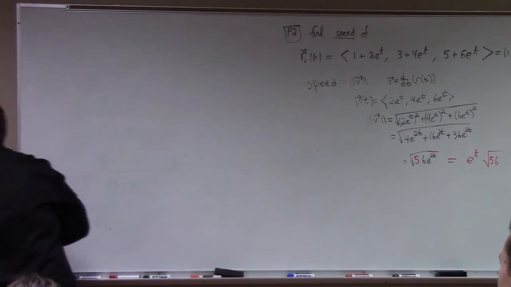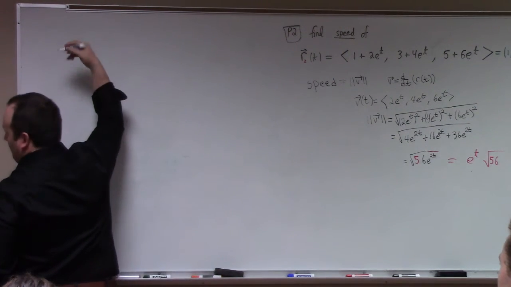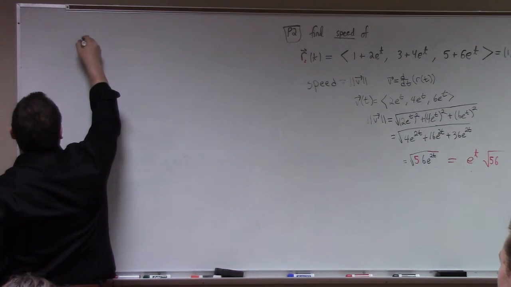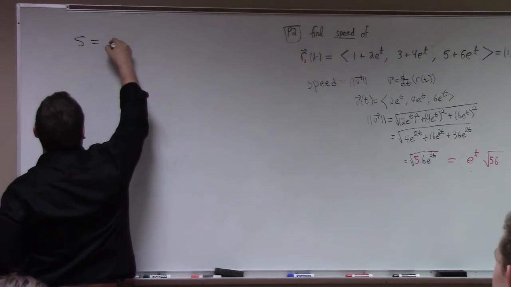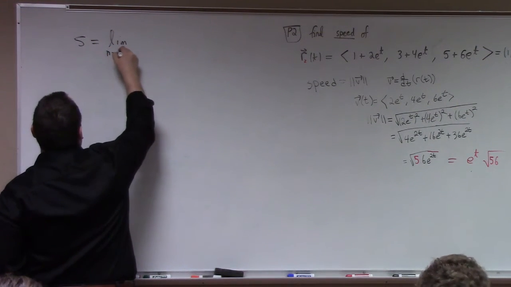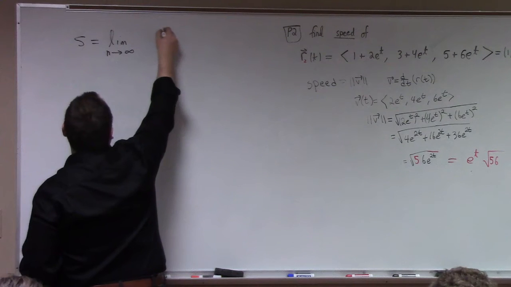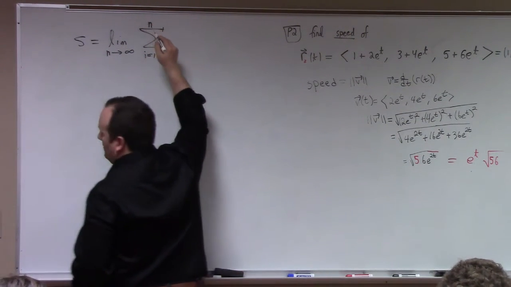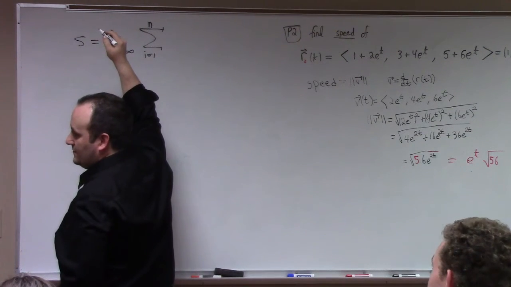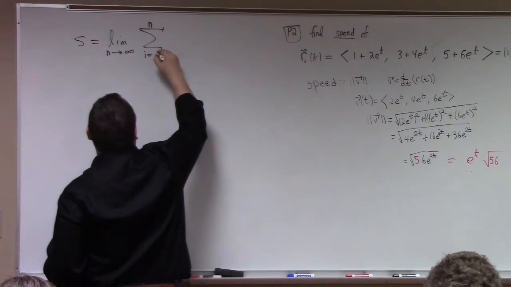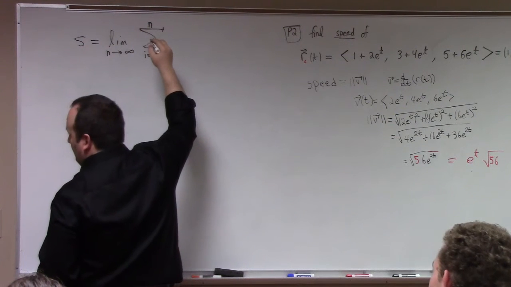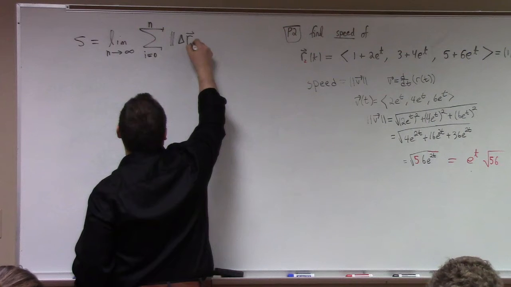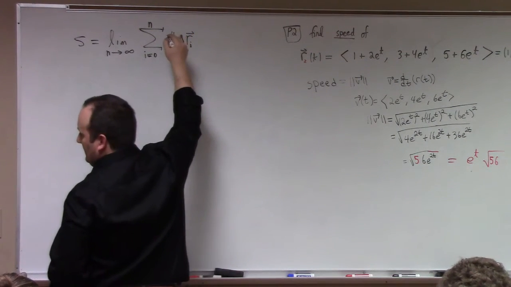What's the length? So what is the arc length then? S should be equal to the limit as n goes to infinity of the sum, i equals 1 to n. Oh, what did we decide? i equals 0, right? 0 to n. Of what? The length of delta r sub i, right?